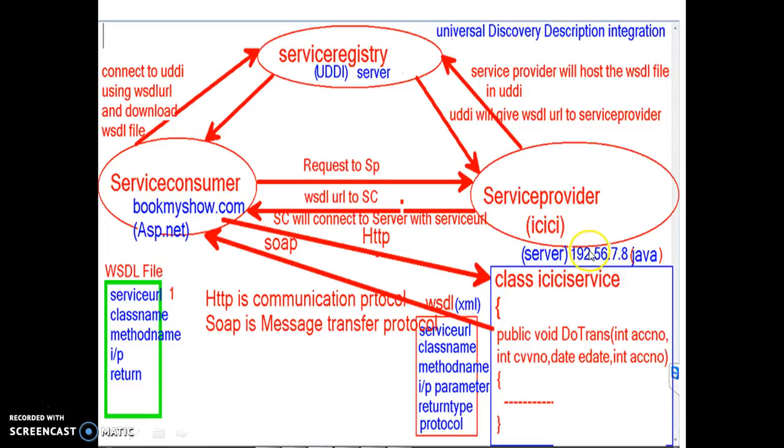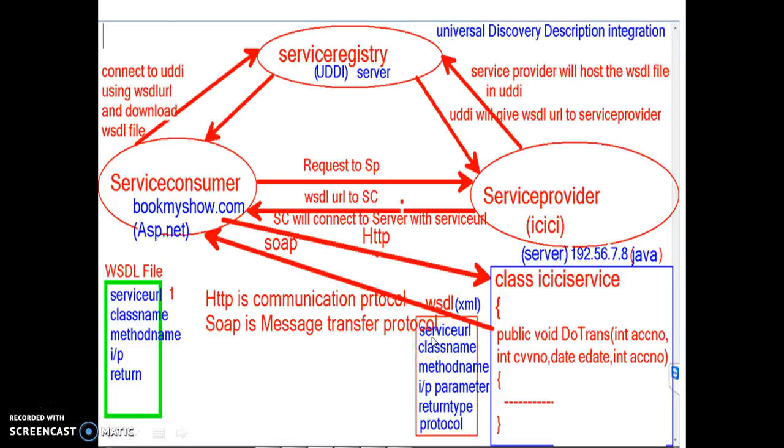Step number 3, the service provider will prepare one document. The name of the document is the WSDL file. WSDL means Web Service Description Language. This WSDL is developed in which language? XML. Is it clear?